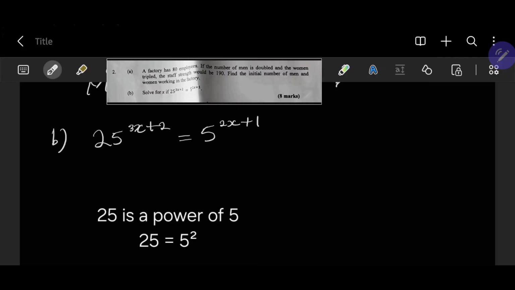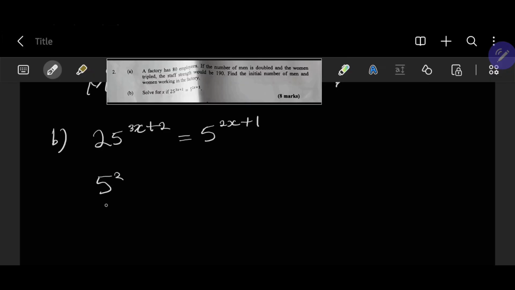So I can write 25 in terms of 5. I can write it as 5 squared. So this is still 25. What I'm going to have outside the bracket, because 5 squared is representing 25, is still 3x plus 2, equal to 5 raised to the power of 2x plus 1.